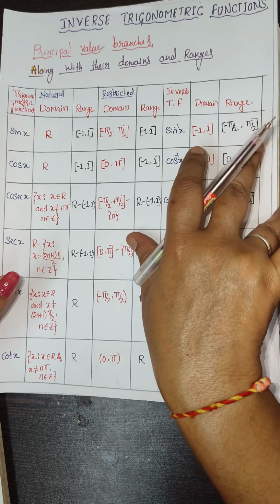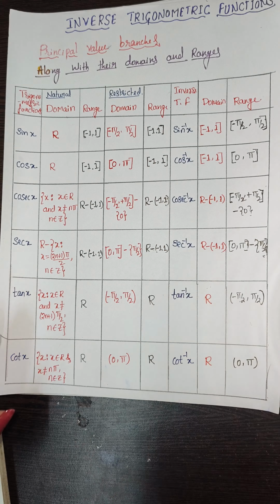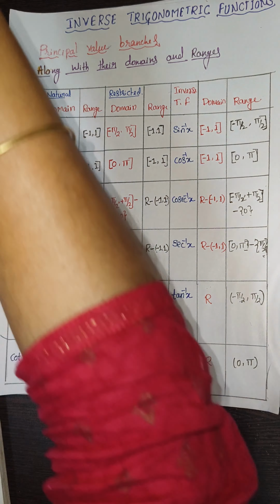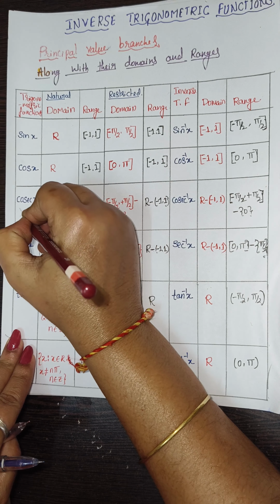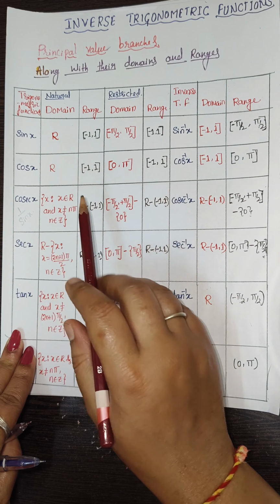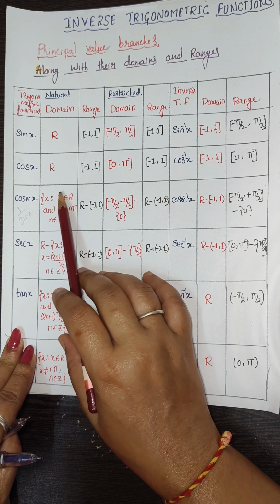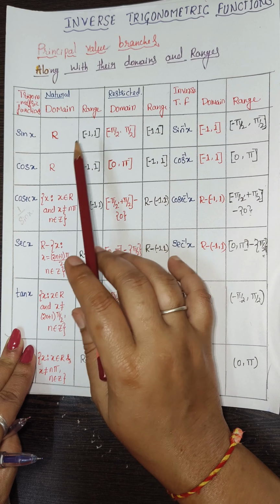Next is the cosecant x. Cosecant x means this is the reciprocal of sin x. So it will come 1 by sin x. In mathematics, we know the denominator should not be equal to 0. So should not be equal to 0 means the domain of the cosecant x is all the real numbers except where the sine is becoming 0.